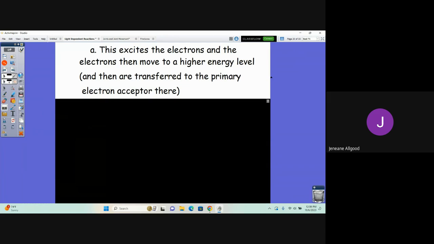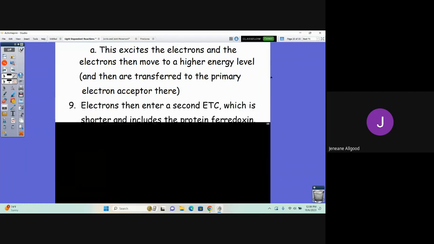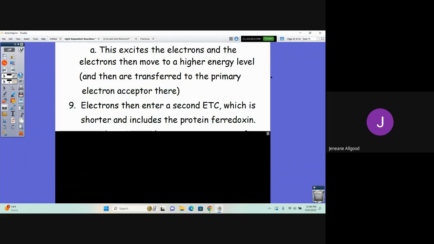So that photon of light striking the electrons in the reaction center is going to excite those electrons, raise them to a higher energy level where they'll be accepted by the primary electron acceptor. Electrons will then enter a second electron transport chain, which is much shorter than the first one, and will include the protein ferredoxin.